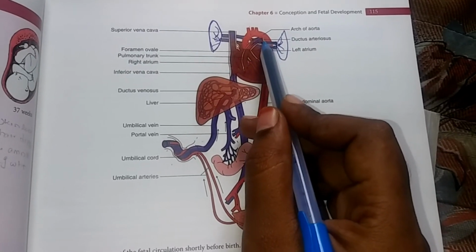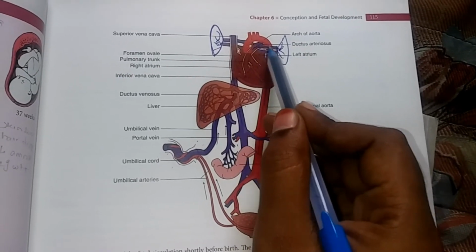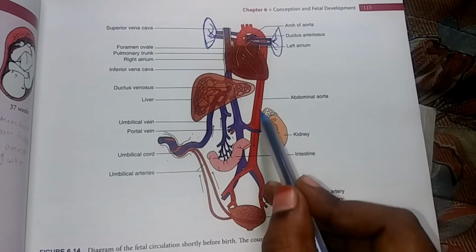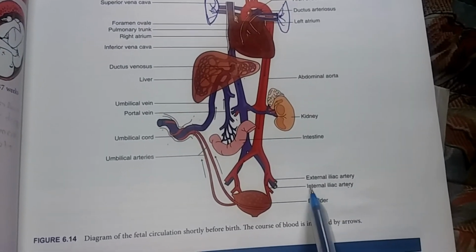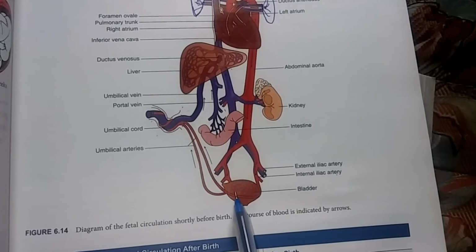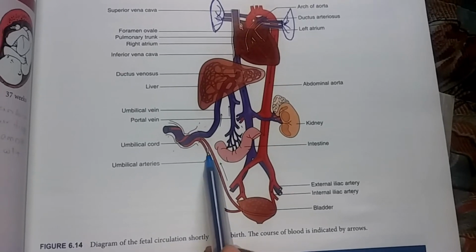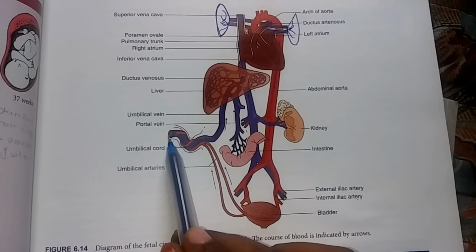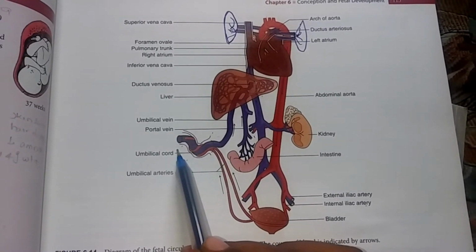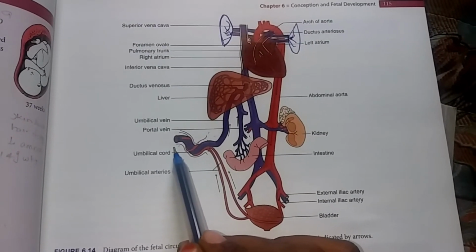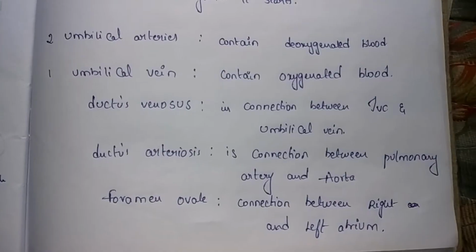From the pulmonary artery, it has the connection to the aorta. Again the aorta descends to the lower body parts through the external and internal iliac arteries. The blood is collected in the umbilical arteries. Through the umbilical arteries, the deoxygenated blood again enters the maternal side, that is the placenta. Through the placenta it again goes to the maternal circulation, and again the fetal circulation process starts. This is the fetal circulation.